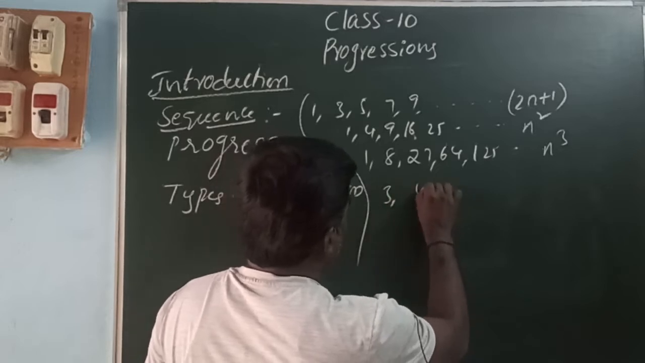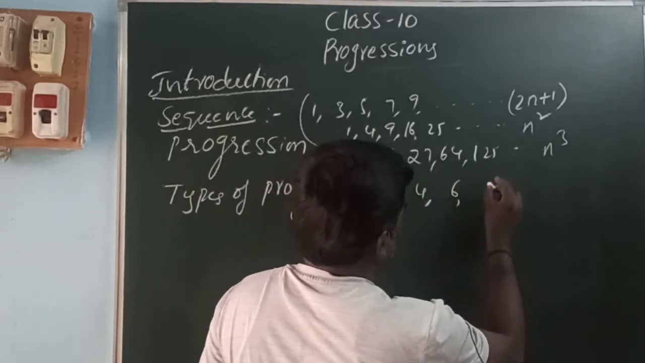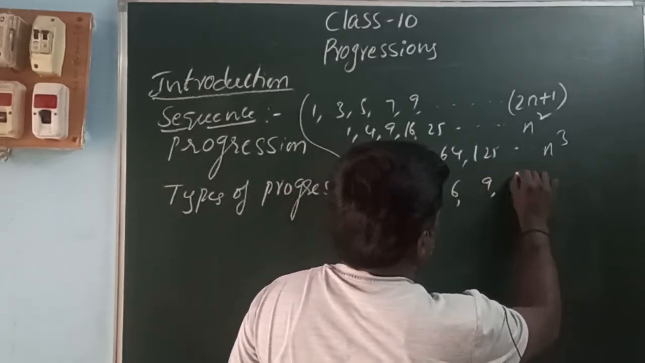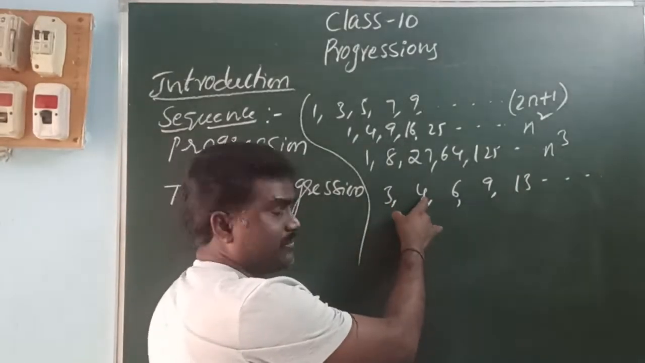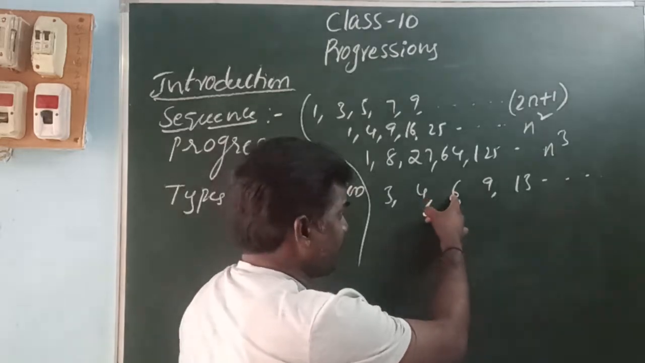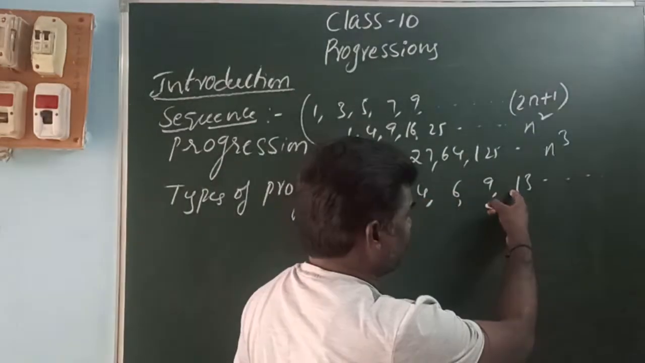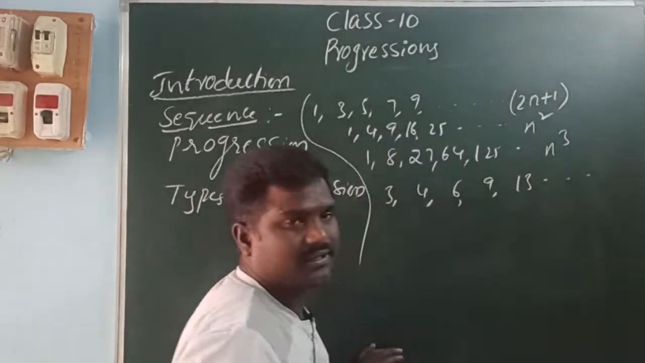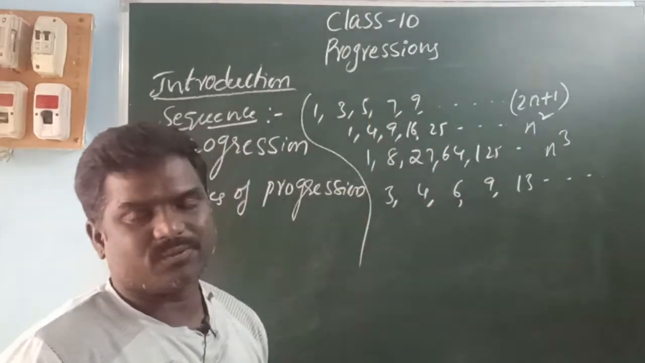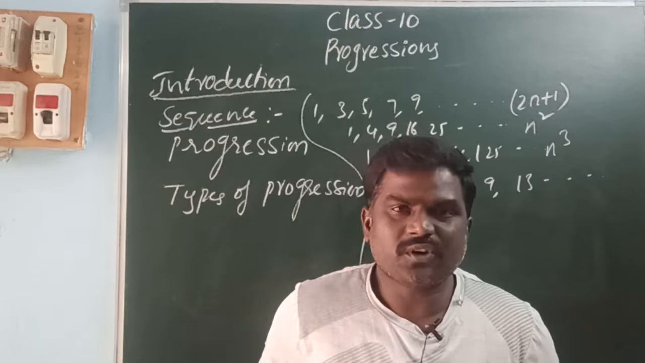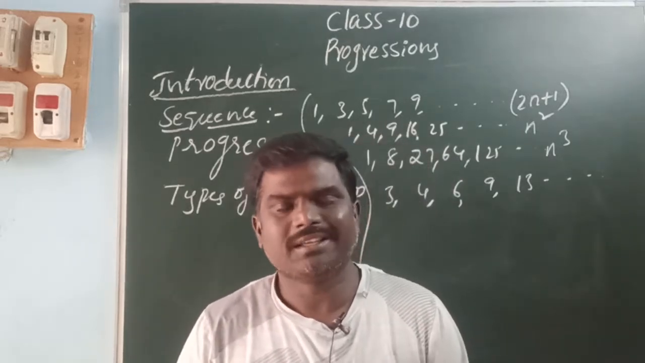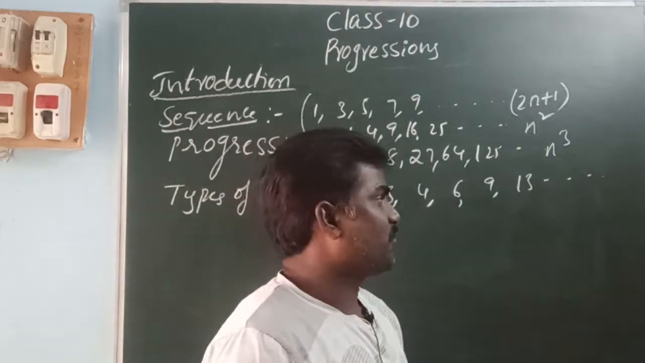3 4 6 9 13 and so on. Here 3 plus 1 is 4, 4 plus 2 is 6, 6 plus 3 is 9, 9 plus 4 is 13, 13 plus 5 and so on. So this is called a sequence. Sequence means the digits or the numbers which follow one particular rule. That order is called a sequence.